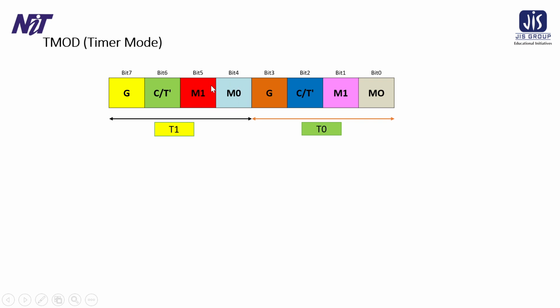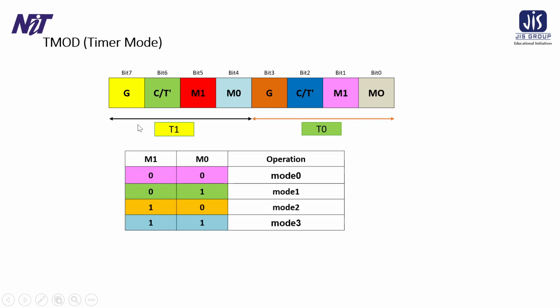So there are 2 bits, so there should be 4 combinations. I'll explain later on. This portion is for timer 1 and a similar thing is for timer 0. Similarly, gate, C/T bar, M1 and M0 for timer 0. So there are these 2 bits, M1 and M0. There are 4 combinations: 0 0, 0 1, 1 0, 1 1. When it is 0 0, it selects mode 0. When it is 0 1, it selects mode 1. When it is 1 0, mode 2, and 1 1 is mode 3. I'll explain all the modes one by one.